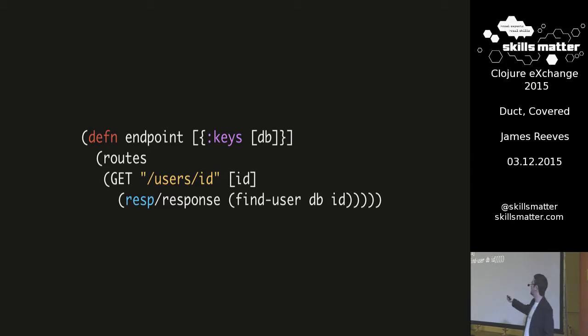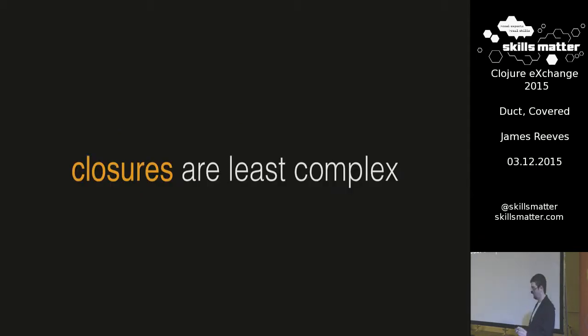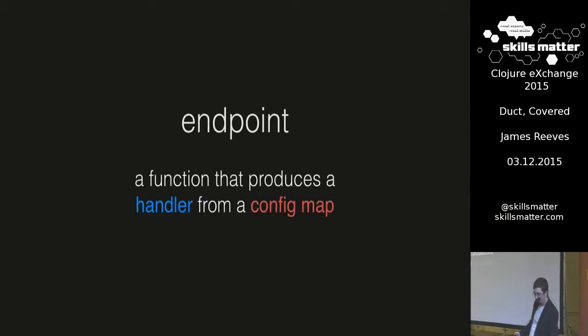And the advantage of this is that this thing is only evaluated once, and it's simple because it's the minimum complexity. So this DB here is only used here. Outside of here, this falls out of scope. So it's the minimum complexity. So closures are the least complex thing we can use. And an endpoint in Duct is a function that produces a handler from a config map. So this is the main abstraction in Duct, right? So Duct introduces this abstraction, it calls it an endpoint, and all it is a function that produces a handler from a configuration map.